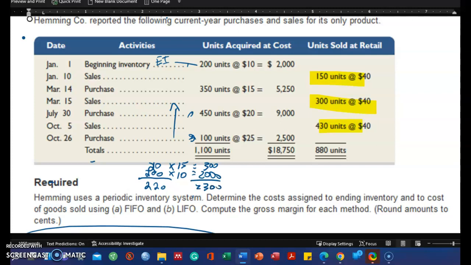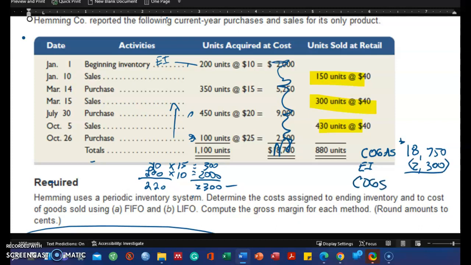or 2,300. All right, just like last time, we get to start with the cost of goods available for sale, which is $18,750. It was given to us, but we could have calculated it. If none of these numbers were given, we could have still calculated it. We would have just done the 2,000, the 5,000 something, 9,000 something, did it all ourselves and added it up and got 18,750. No biggie, just a little extra work. Ending inventory, we just calculated 2,300. We subtract that out, we get cost of goods sold, and cost of goods sold is 16,450.